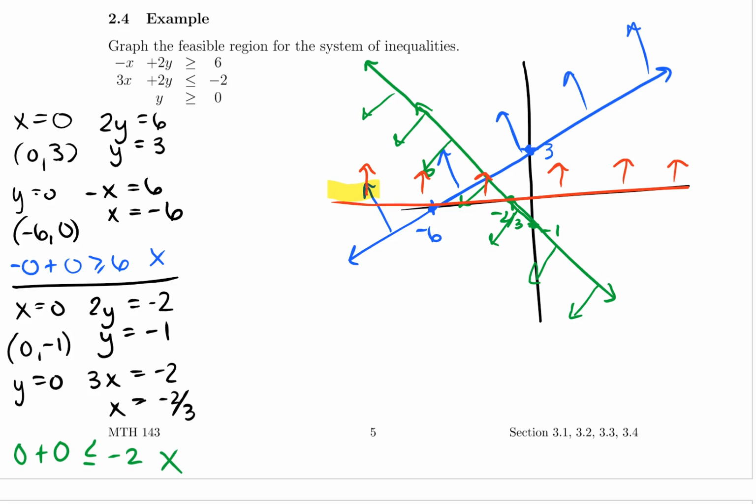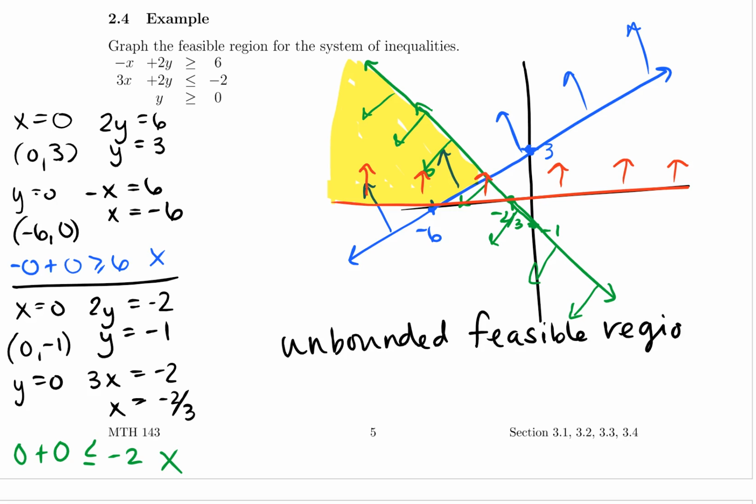So all three of our feasible regions intersect over in this unbounded region between the green, the blue, and the red lines. But notice that the region never stops, right? It keeps going over to the left, and it keeps getting taller, so it never stops. So this is an example of what we call an unbounded feasible region. It just means that the feasible region is not a nice contained region. It's unbounded and it keeps going in one or more directions.